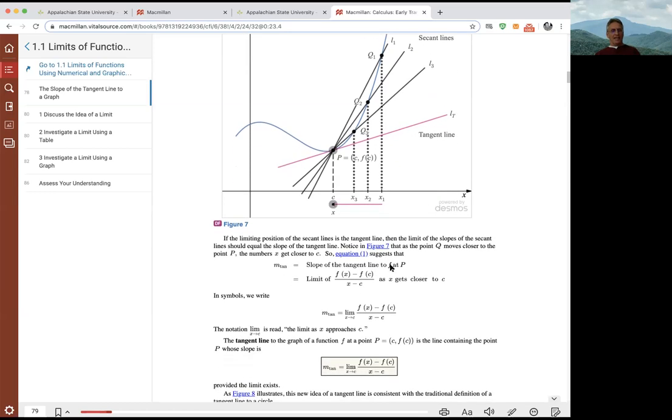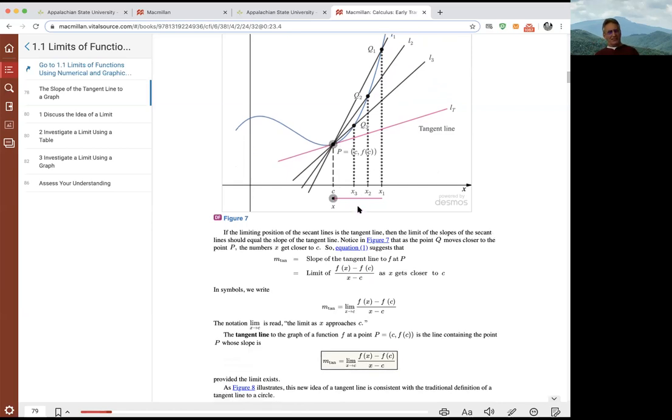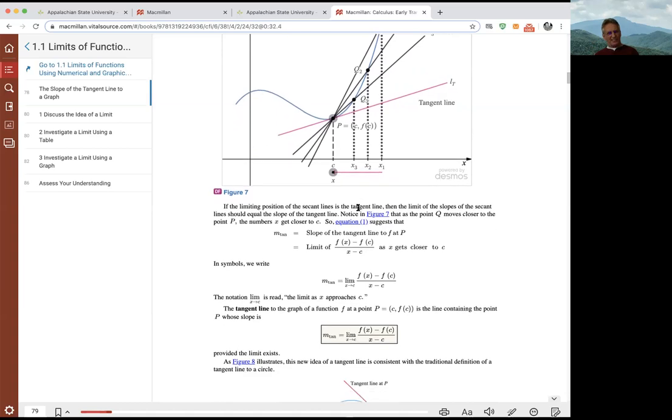So notice what this definition is saying then. The limit as x approaches c of the change in y, f of x minus f of c, over the change in x, which is x minus c. The limit as x goes to c of this, that is the slope of that tangent line, okay? And there are some real neat characteristics of this. This is when you start to use calculus; we're getting to the idea of a derivative.